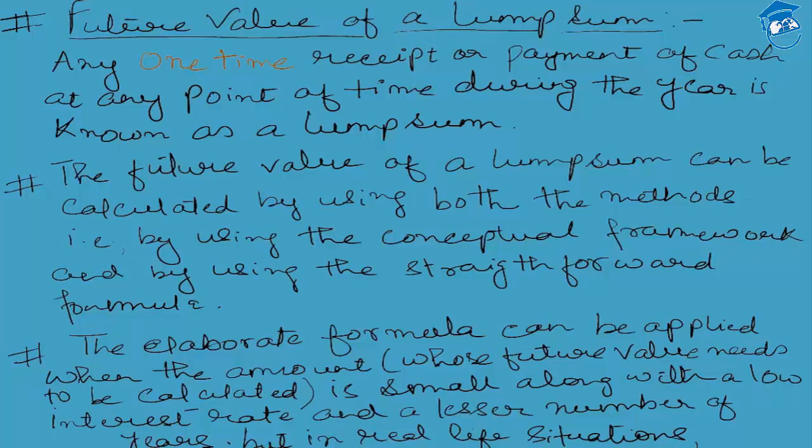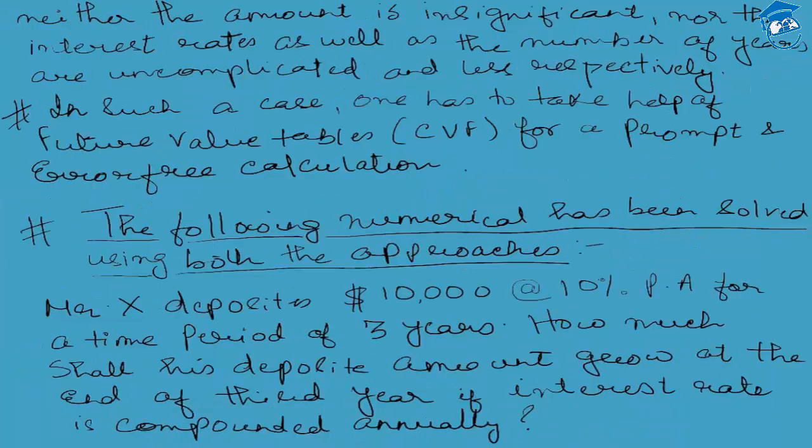The elaborated formula can be applied when the amount whose future value needs to be calculated is small, along with a low interest rate and a lesser number of years, but in real life situations it is always better to bank upon the ready-made tables. We have already discussed this point, that when the amount in question is quite low, the rate of interest is quite small and the n number of years is not too large, we can calculate the future value for each year separately, so as to arrive at the future value at the end of the nth year. But where the amount in question is very high, the I is quite demanding, and the N is for a longer stretch of time, it is advisable to avoid any erroneous calculation. It is advisable to fall back upon the ready-made future value tables. In such a case, one has to take help of the CVF, the compounding value table, which I have just discussed, for a prompt and error-free calculation.